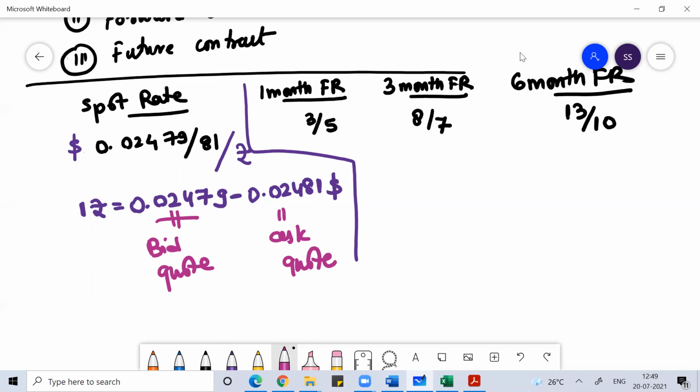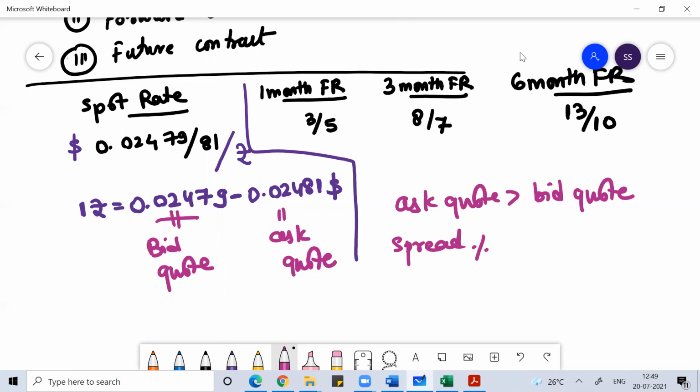This value is given to you. Always remember that your ask quote is always more than bid quote. Bid quote is the quote at which the bank buys foreign currency. Ask quote is the quote at which the bank sells foreign currency. The difference between bid and ask is called spread percentage.